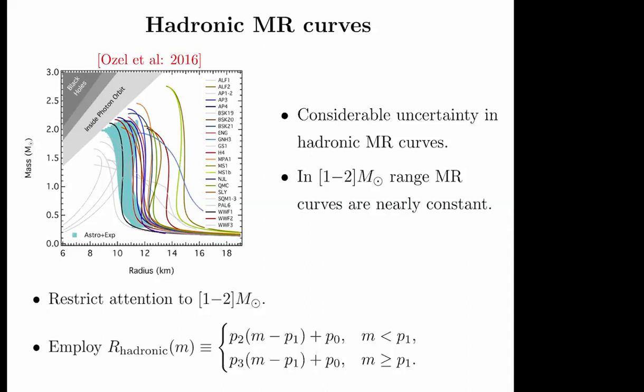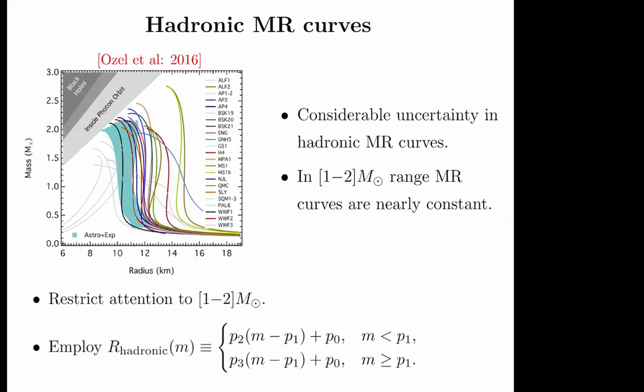Nevertheless, in the 1 to 2 solar mass range, almost all of the MR curves here, at least all of the ones that yield neutron stars greater than 2 solar masses, have MR curves that are nearly constant in radius. The radius is 10 kilometers or 12 kilometers or 14 kilometers or so on. The MR curves here are approximately constant.